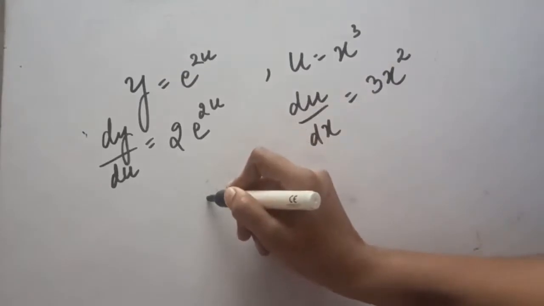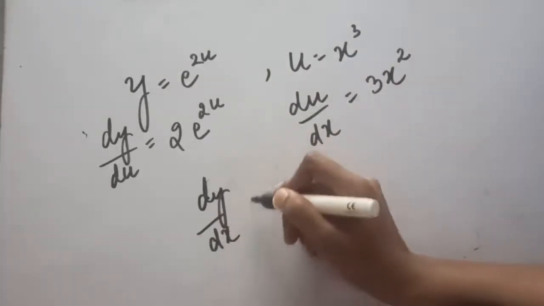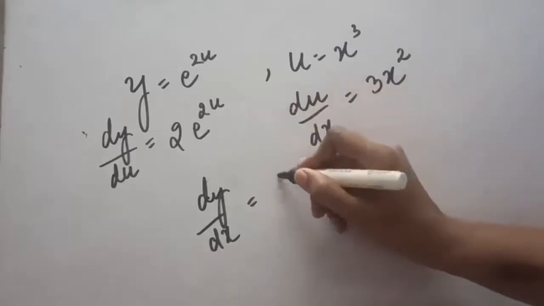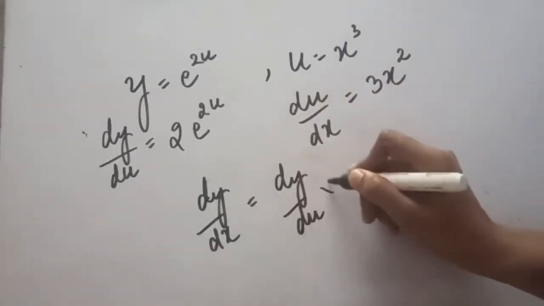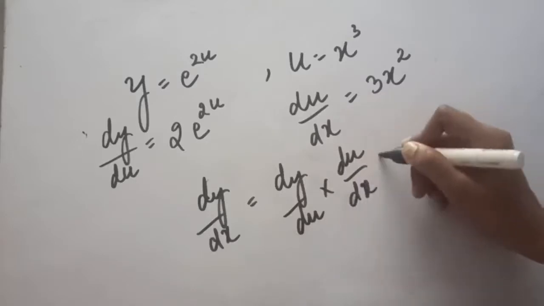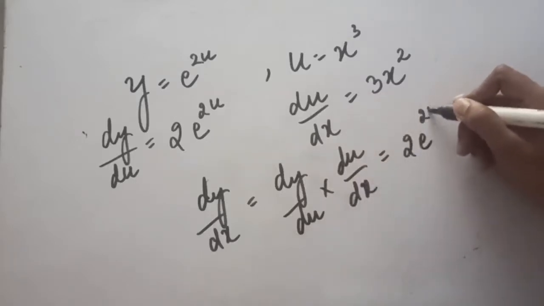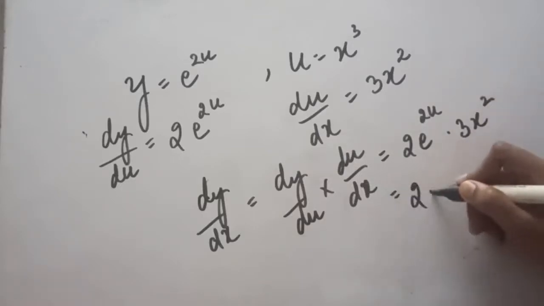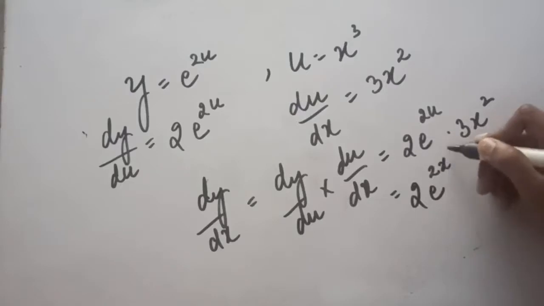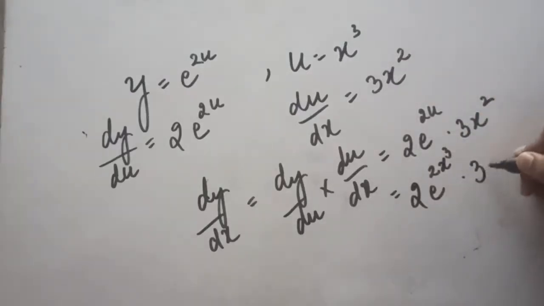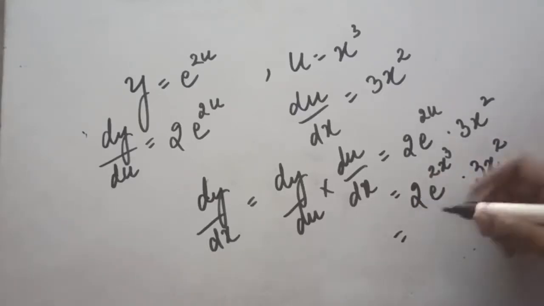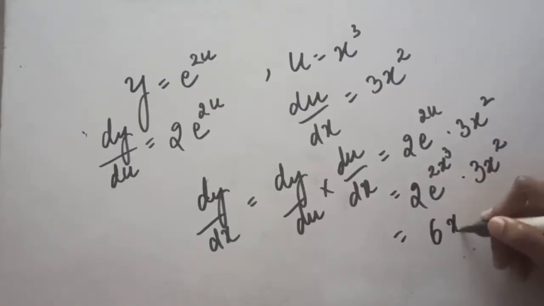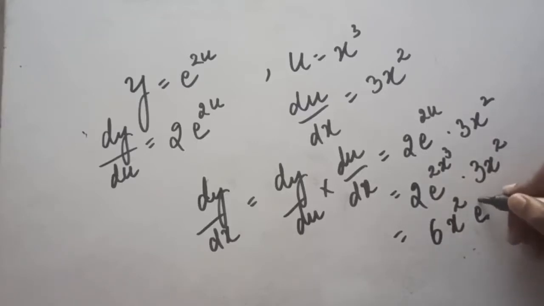So now finally putting the chain rule, derivative of y with respect to x, so this formula dy upon du multiplied by du upon dx. So values are 2e to the 2u into 3x square. Now we will put the value of u. 2e to the 2u, u was x cube, into 3x square. So if we want to solve this further, 3 into 2, we can say it is 6x square e raised to power 2x cube. So this will be the final answer.